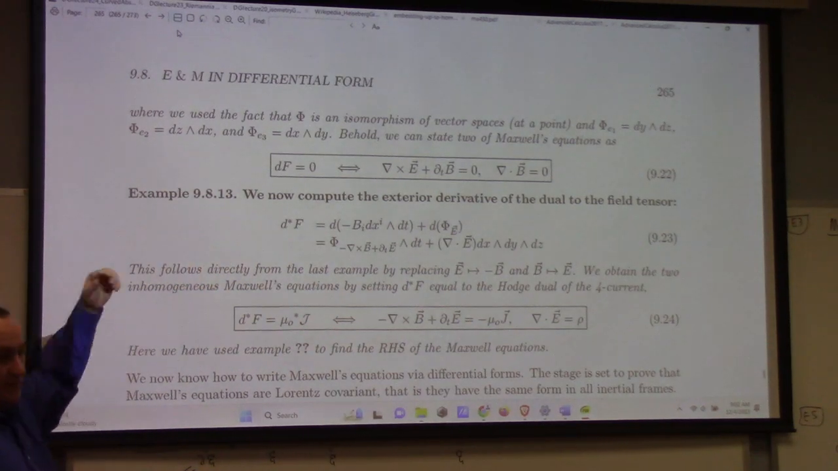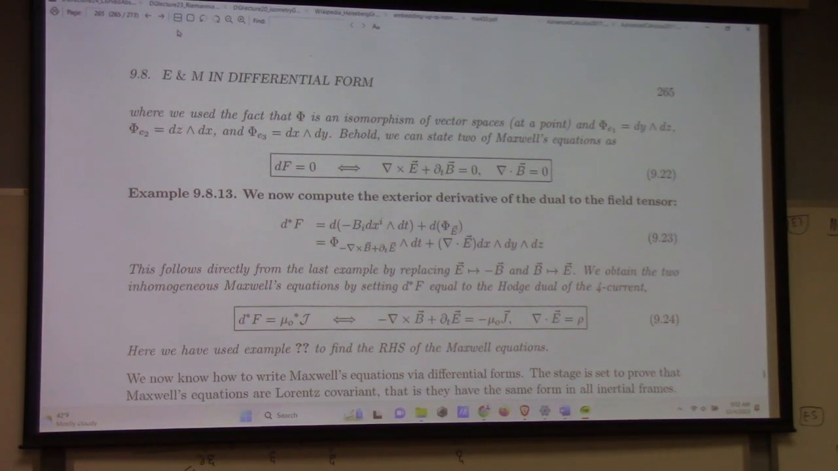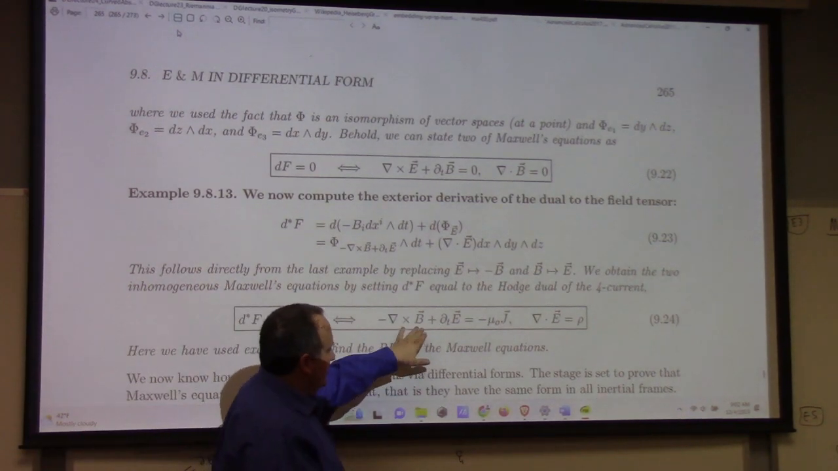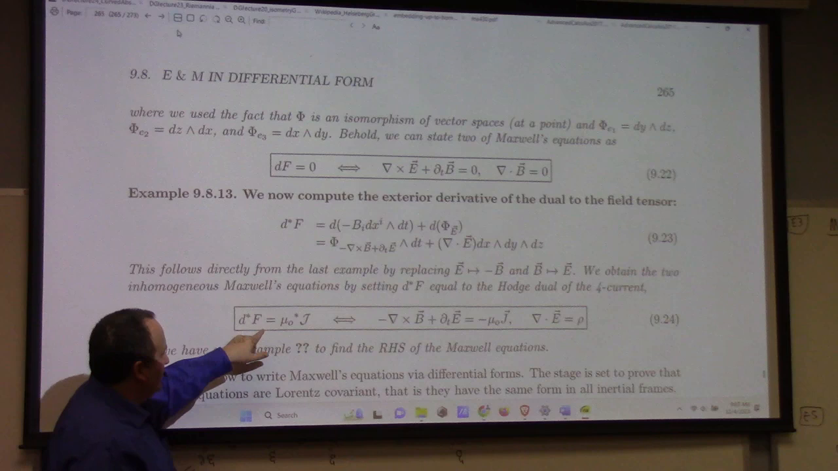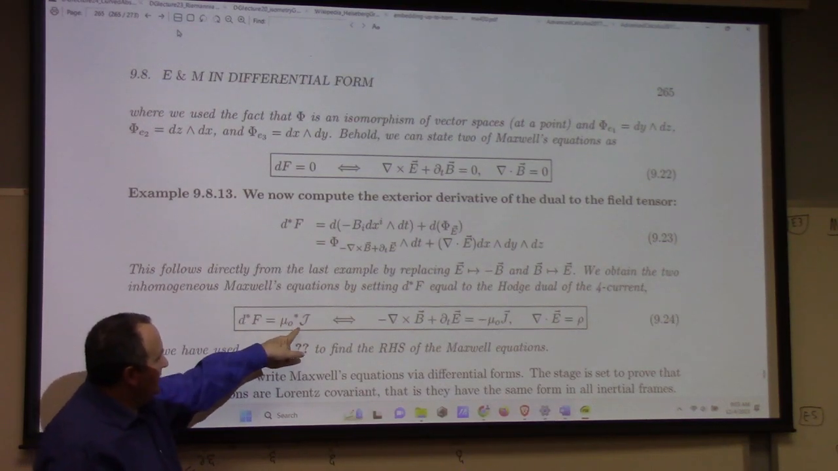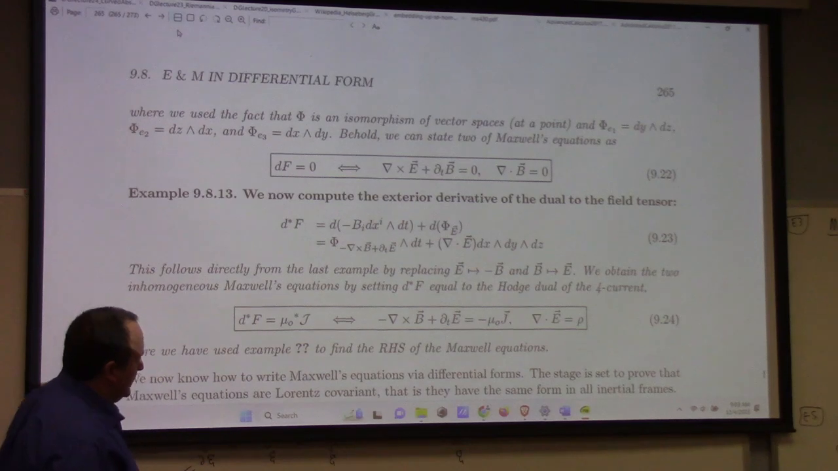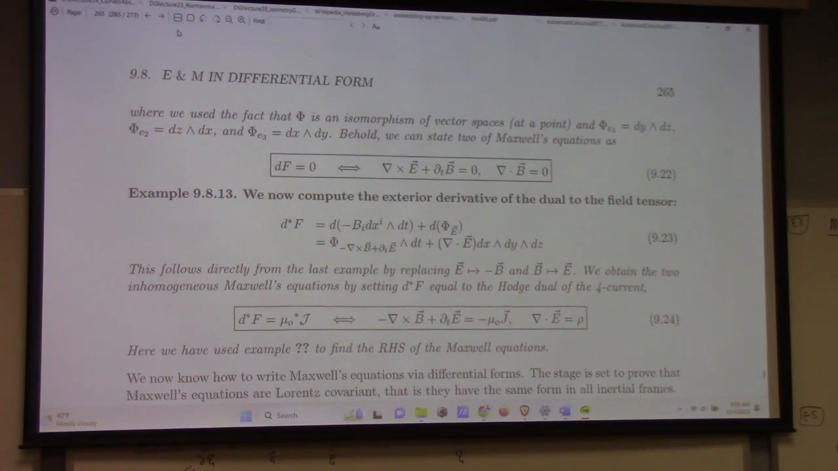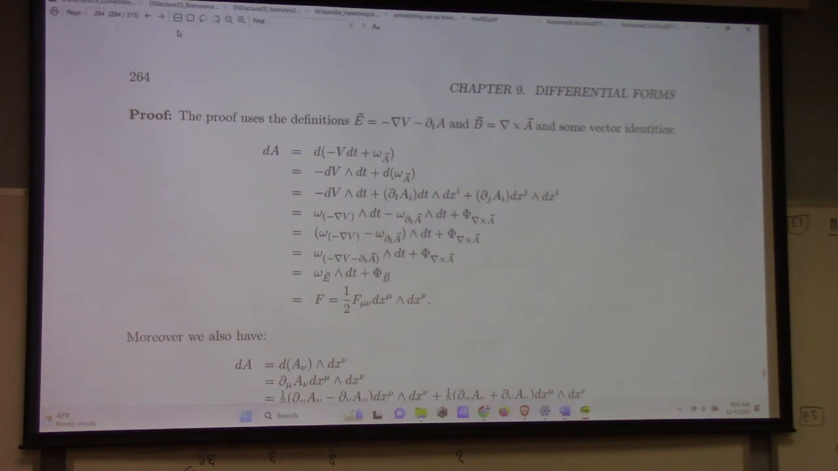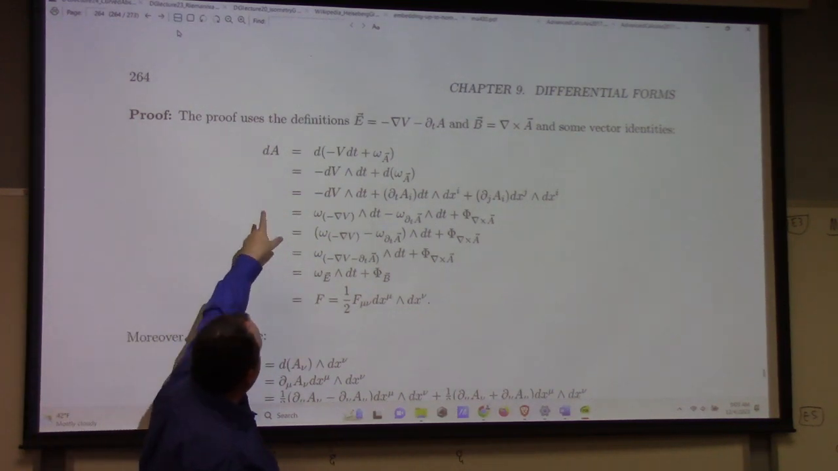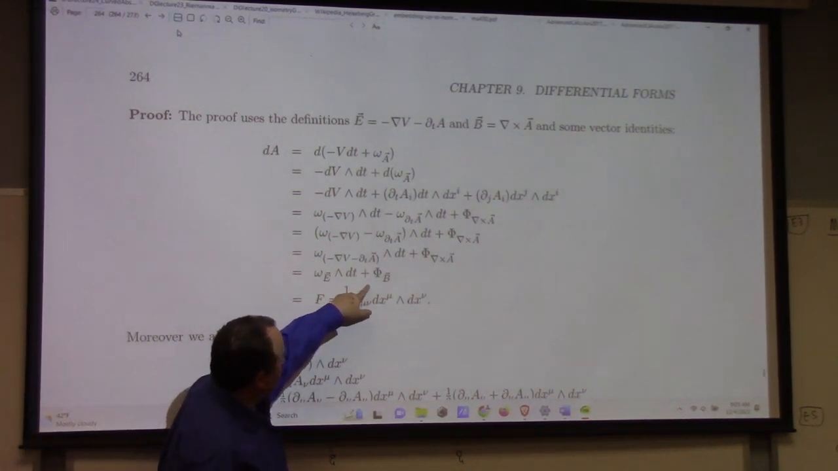So, long story short, we can write Maxwell's equations, the Faraday's law and the no magnetic monopoles equation, both in terms of the exterior derivative of the Faraday 2 form being 0. And we can write Ampere's law with Maxwell's correction and Gauss's law, both in terms of the exterior derivative of a different 2 form being equal to the Hodge dual of the 4 current. And so those 2 differential form equations become Maxwell's equations. And not just that, we can actually build the Faraday tensor from the exterior derivative of just a single 1 form, like so.